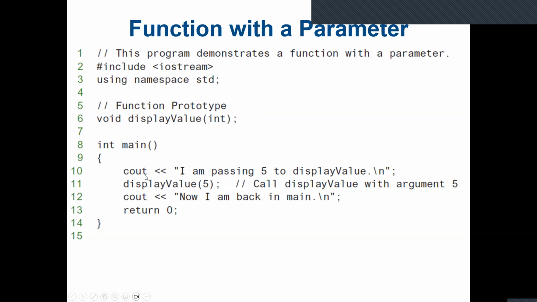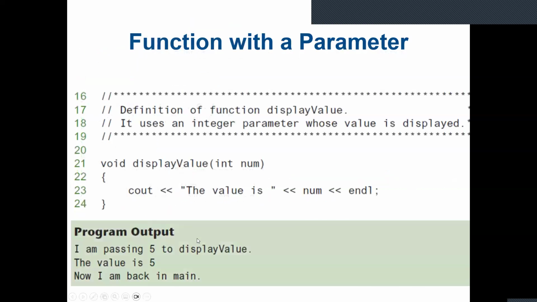In the main function, we use the cout to print a statement saying, I am passing 5 to display value. Then we call the function display value. The argument is 5. And we have another cout statement. So whatever the function is doing is what is going to happen in the main. So the function is saying the value is 5. So we can see the output, the value is 5.